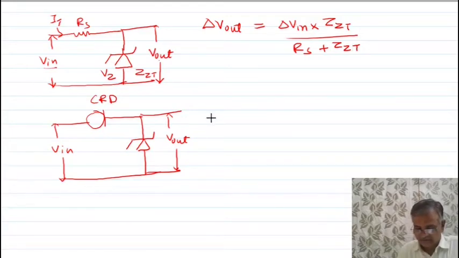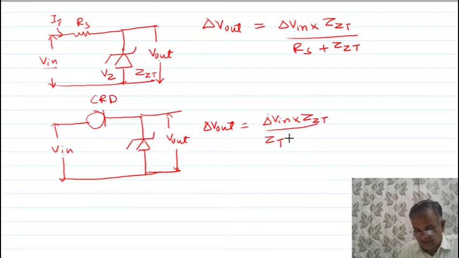Now look here, the change in the output voltage in the second circuit, the CRD circuit with Zener. The change in the output voltage due to the change in input voltage is nothing but the change in input voltage multiplied by the impedance of the Zener upon the impedance of the CRD plus the impedance of the Zener.